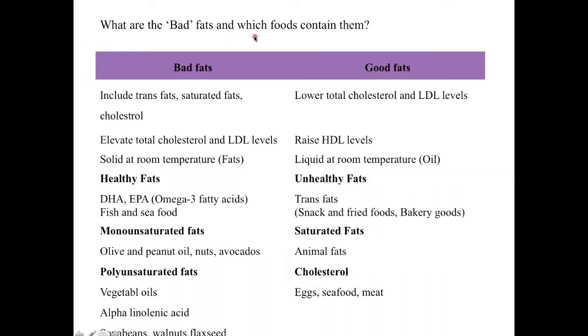So next one is, what are the bad fats and which foods contain them? Bad fats include trans fats, saturated fats, cholesterol, etc. While good fats are those which do not have any trans fat, are unsaturated, and lower total cholesterol. So what are the foods that contain a high amount of good fat? If we consider saturated fats, animal fats, cholesterol, seafoods, meats, etc., they will be considered bad fats. So these are some of the healthy fats. All the healthy fats should be considered good fats, and these are the unhealthy fats. I just have to reverse it. So here it should be for the healthy one, and bad fats should be for the unhealthy fats.